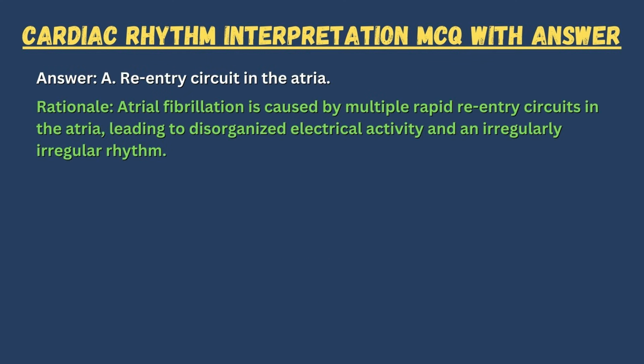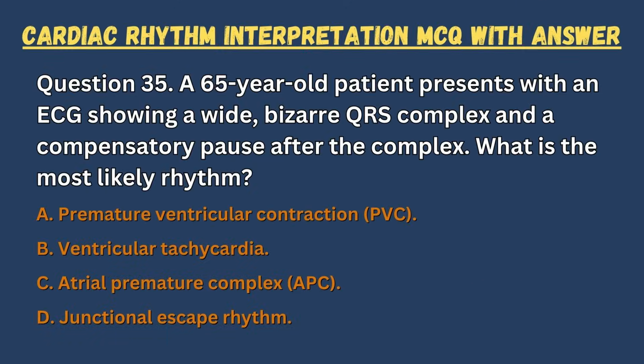Answer: A. Reentry circuit in the atria. Rationale: atrial fibrillation is caused by multiple rapid reentry circuits in the atria, leading to disorganized electrical activity and an irregularly irregular rhythm.